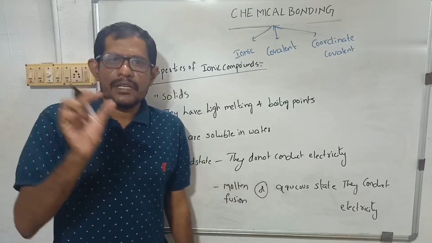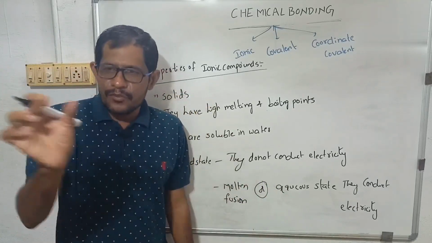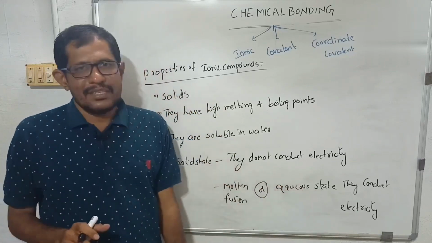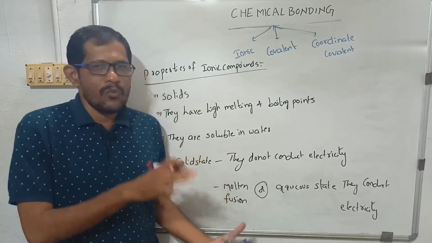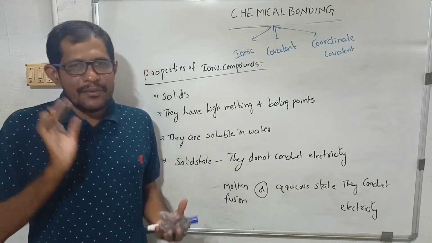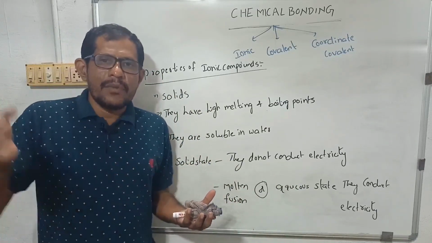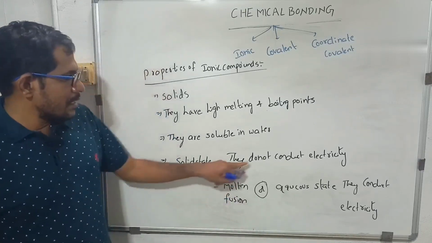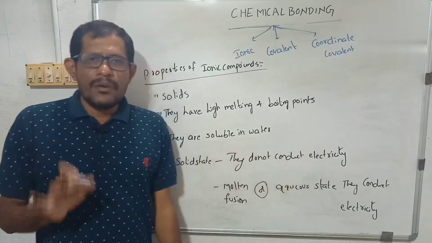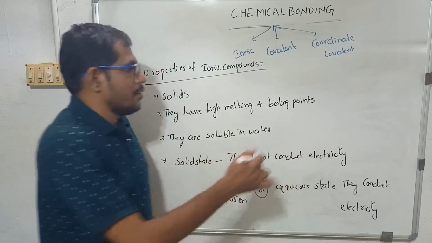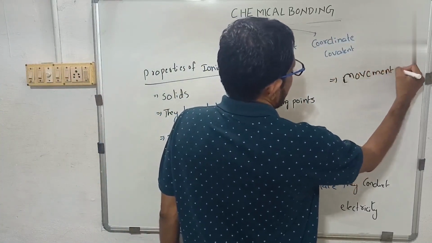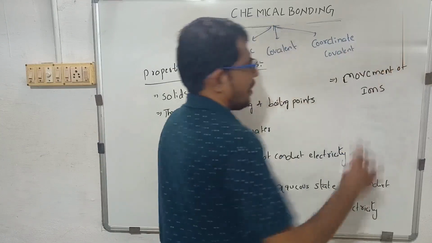What is aqueous state? If you take some salt and add it to water, it is soluble in water and becomes liquid. That is called aqueous state. I think you understood the difference between molten and aqueous state. Molten state means a solid is converted to liquid by heating. Aqueous state means a solid is converted to liquid by adding it to water. In solid state, NaCl doesn't conduct electricity, but in molten or fusion state, they conduct electricity. Why? Because conduction of electricity requires movement of ions.